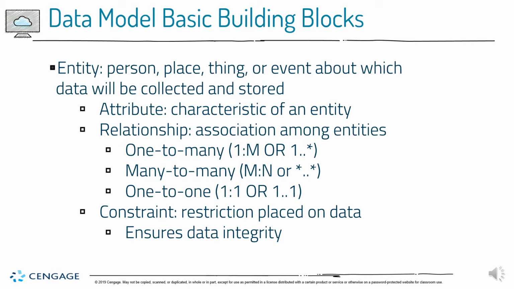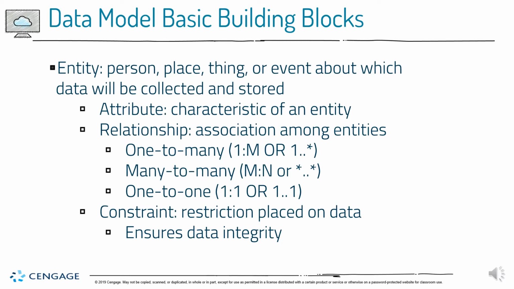An entity is a person, place, thing, or event about which data will be collected and stored. An entity represents a particular type of object in the real world, which means an entity is distinguishable. That is, each entity occurrence is unique and distinct. An attribute is a characteristic of an entity. A relationship describes an association among entities. For example, a relationship exists between customers and agents that can be described as follows. An agent can serve many customers, and each customer may be served by one agent.